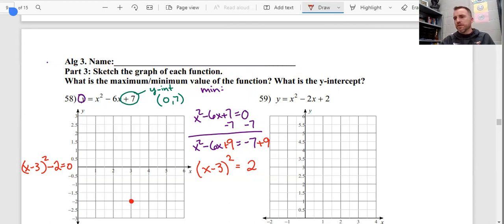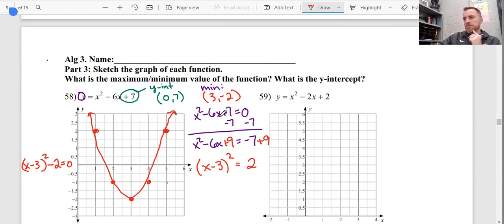So as I move away from the vertex 1 space, left and right, I should move up 1. As I move away from the vertex 2 spaces, I should move up 1, 2, 3, 4. And that's all I've got space for. So there's my function. And what is the minimum value of my function? It's that point 3, -2.